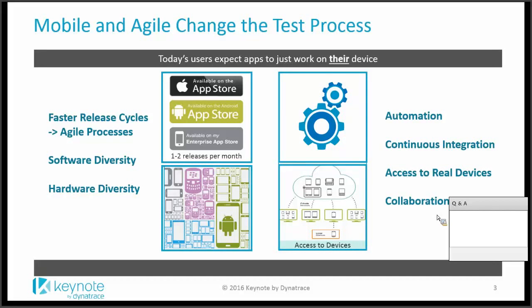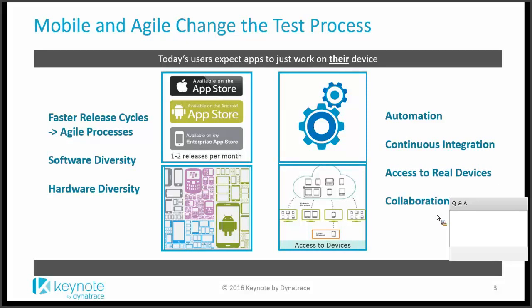So testing, if anything, becomes more important in an Agile process. It doesn't reduce the need for testing or remove the need for testers. It's really, in a way, the other way around. But what it does mean is that mobile and Agile necessitate a change to the way you do your testing. So it changes the nature of testing. And what do I mean by that?